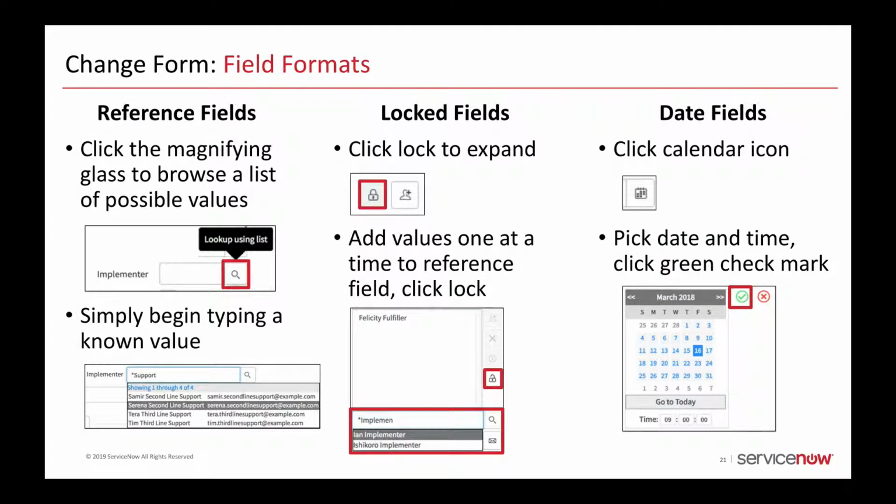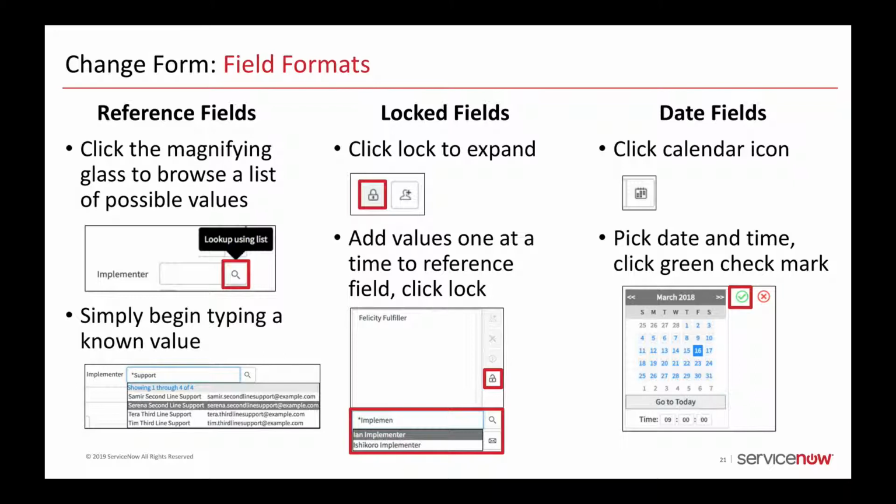Some common field types that appear in your form include reference fields, locked fields, and date fields. Reference fields refer to a record in another table. Click the magnifying glass icon to view the list of available reference values. A list of records opens corresponding to the particular reference field. Click the underlined value in the first column to select a specific record. Alternatively, if you already know what you are looking for, start typing the value in the reference field and then select from the list.